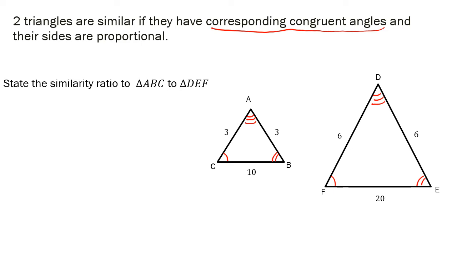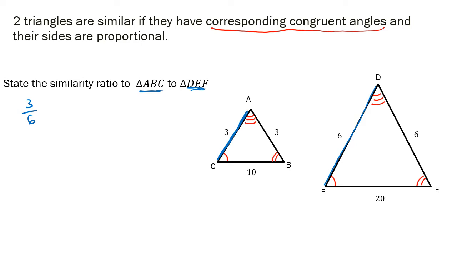Then to see that they have proportional sides, you'd want to find their similarity ratio. And if they're all the same for each side, then you know the two figures are similar. So over here it says state the similarity ratio from triangle ABC to DEF. Since this was the first that was named, that's going to be our numerator, and then DEF would be our denominator. So if I take side AC, that corresponds to DF, so 3/6.